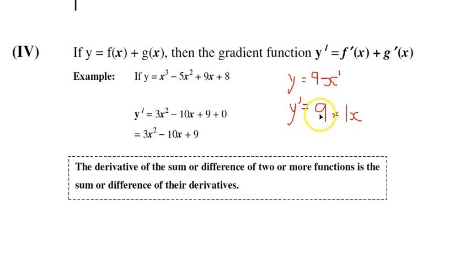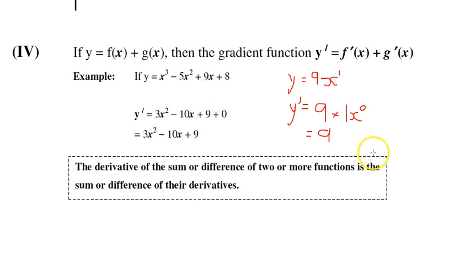So y dash: there's the constant, 9 times, bring the 1 to the front, 1x, and drop the power of x by 1, which gives me x to the power of 0. Now, are you okay with that? So, what's x to the power of 0? 1. So, it's 9 times 1 is 9.